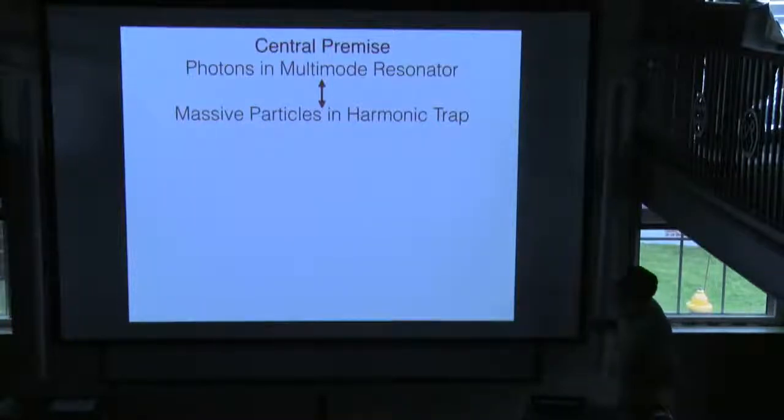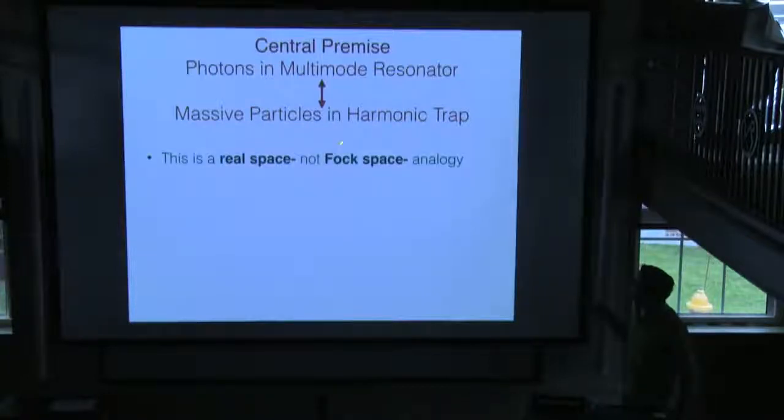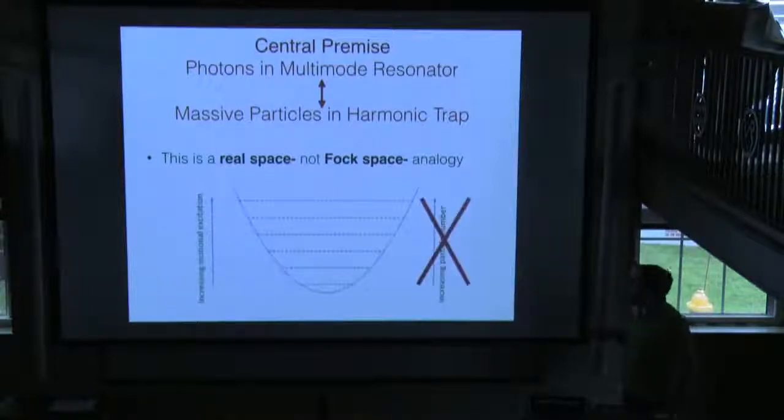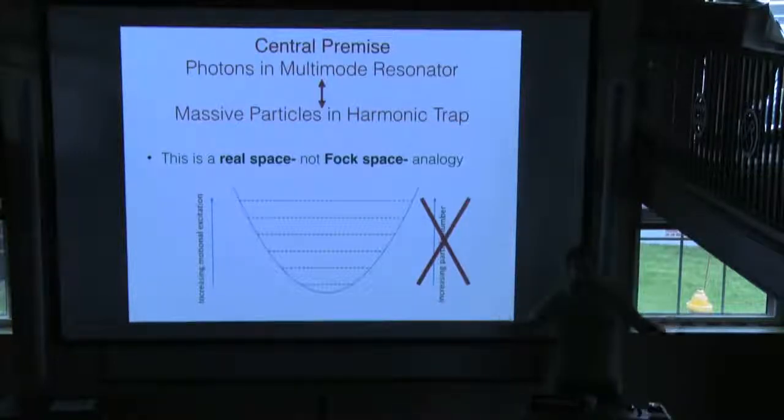So, the basic model here that we're harnessing is that a photon in a multimode cavity behaves like a massive particle in a harmonic trap. So this is a real space analogy, not a Fock space analogy. I'm talking about a harmonic trap in space, not a harmonic trap in particle number. Okay? And so what you should really think for now is that if I have a photon and I apply this raising operator to it, I'm not putting more photons into the system, I'm changing its spatial wave function to put it into higher and higher harmonic oscillator states.